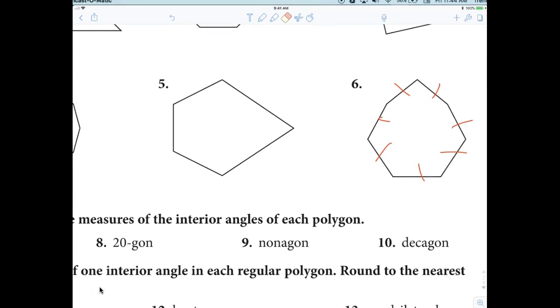5. Can anybody tell me what is this angle plus this angle plus this angle plus this angle plus that angle? Come on, guys.